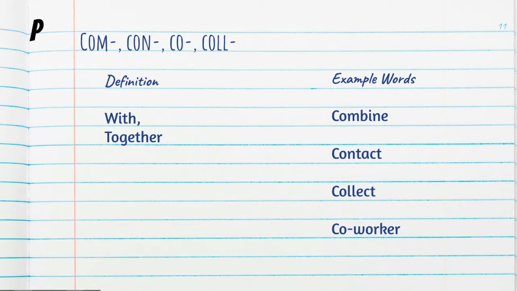There are tons of example words that you can probably think of, but here's a few. Combine, right? So that's you're putting things together. Contact, right? If you contact someone, you're getting together with them. Collect, right? So that's where you're bringing things together. If you are collecting trash, you're putting all the trash together. And then coworker, right? So that is a person that you work with. You're working with that person together along with that person. So that is com, con, co, and col. And again, pause if you need to. I'm going to go ahead and go on to the next slide.